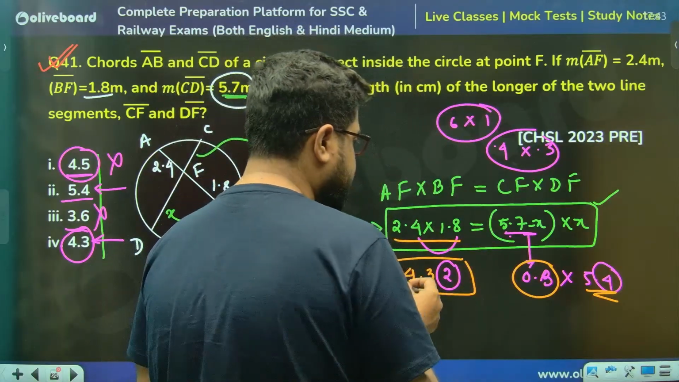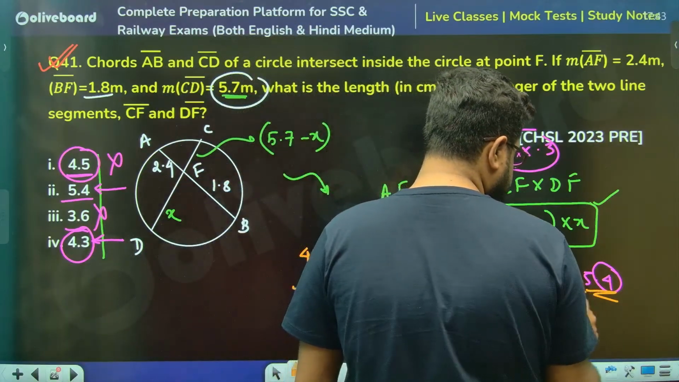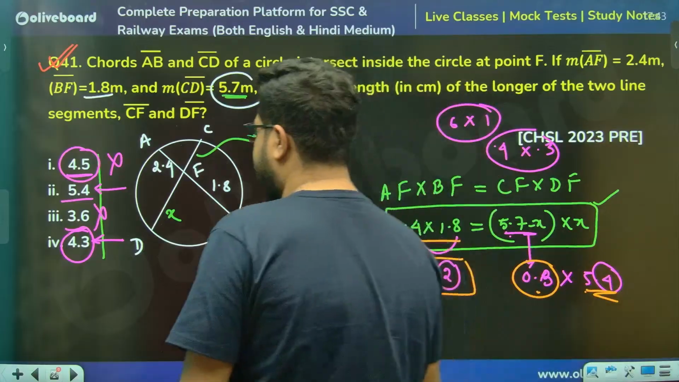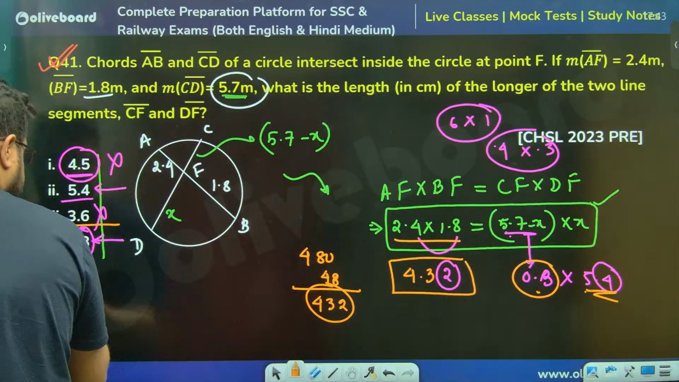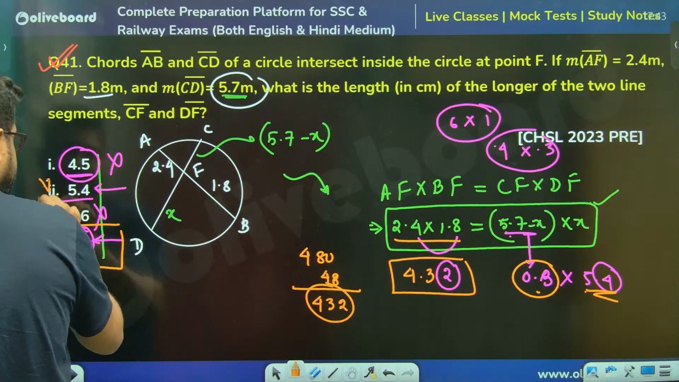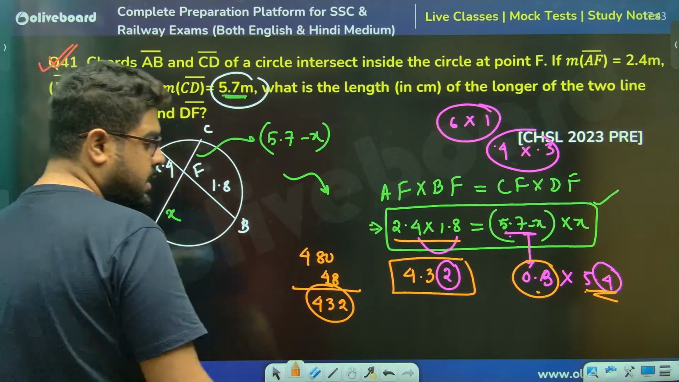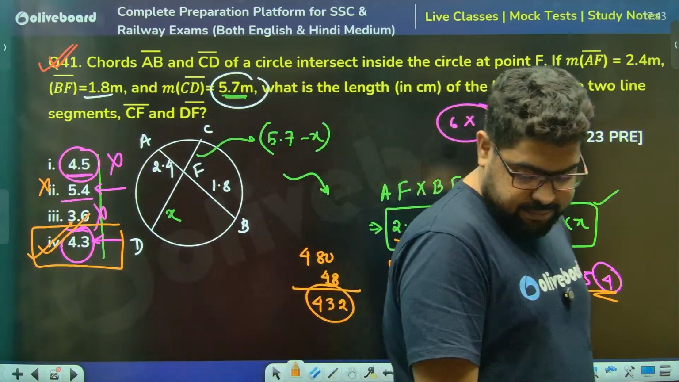5.4. No, this cannot be the answer. So the only possible answer is 4.3, sir, because the other is not matching. So this is my answer, sir.